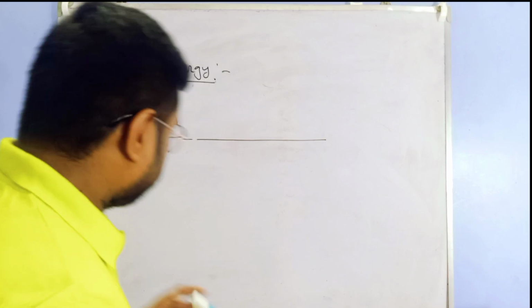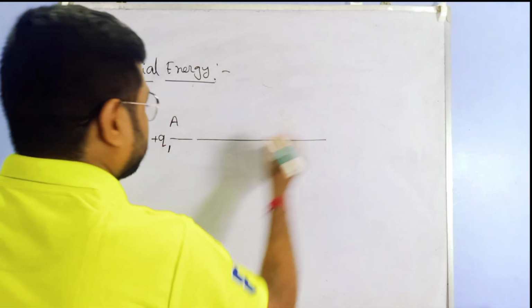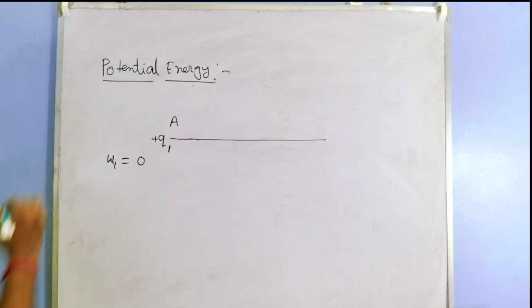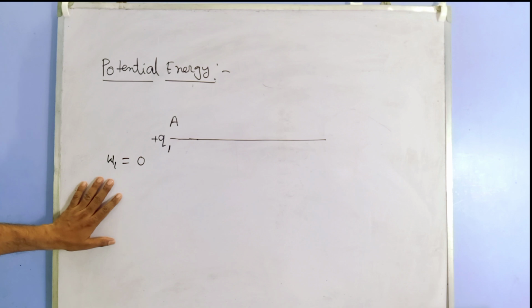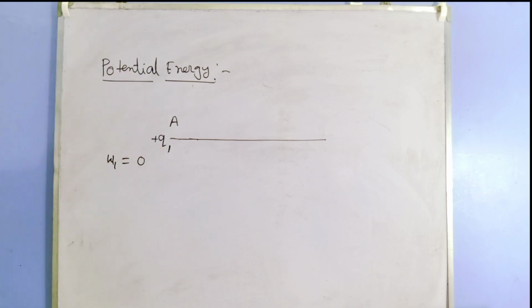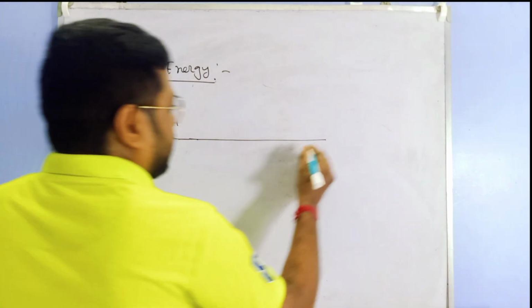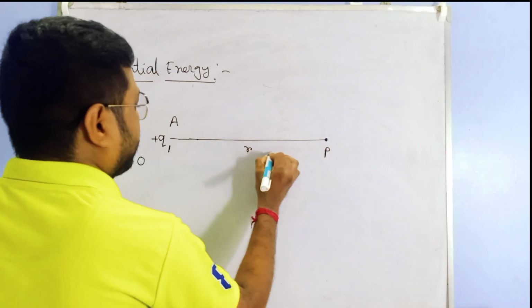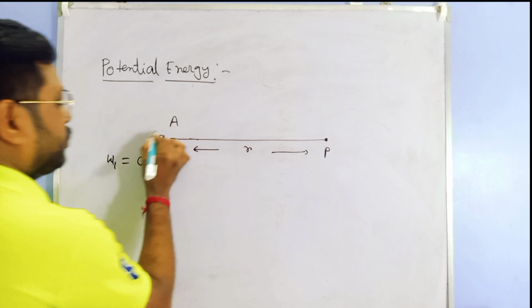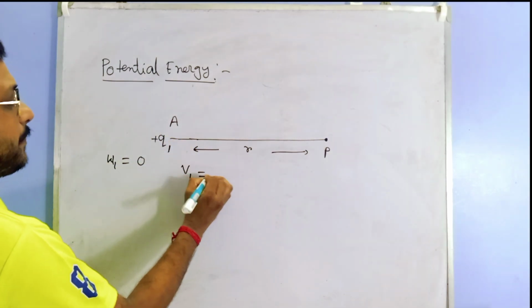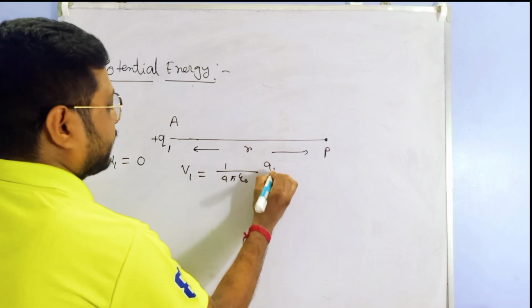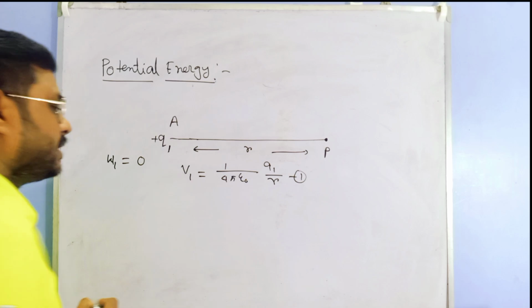So, the work done for bringing the charge Q1 is W1 equal to 0. We consider the work done as W1 because there is no electrostatic force earlier. Okay. Now, if we consider a point P at a distance R from Q1, then due to this charge, the potential at P will be, we know, Q1 divided by 4 pi epsilon naught R. This is the potential.